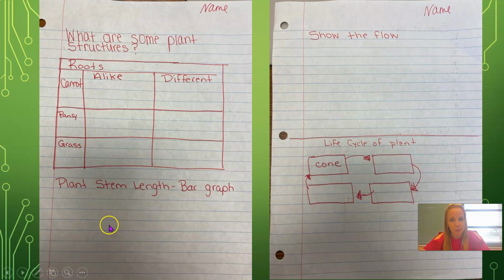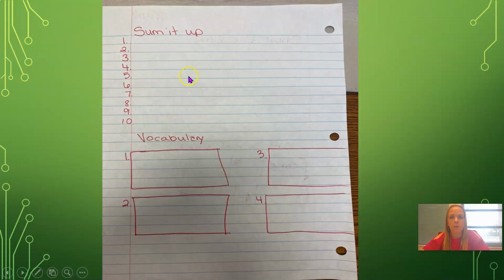On the back of this paper, you're going to write show the flow, which I'm going to explain here in a few minutes. And then on the second half, you're going to write life cycle of plants. And you're going to head it like this. I made mine a little small. You can make yours a little bigger because we're going to be showing the life cycle. And then on the last piece of paper, you're going to write sum it up, number 1 through 10. And then write vocabulary and give me 4 nice boxes.